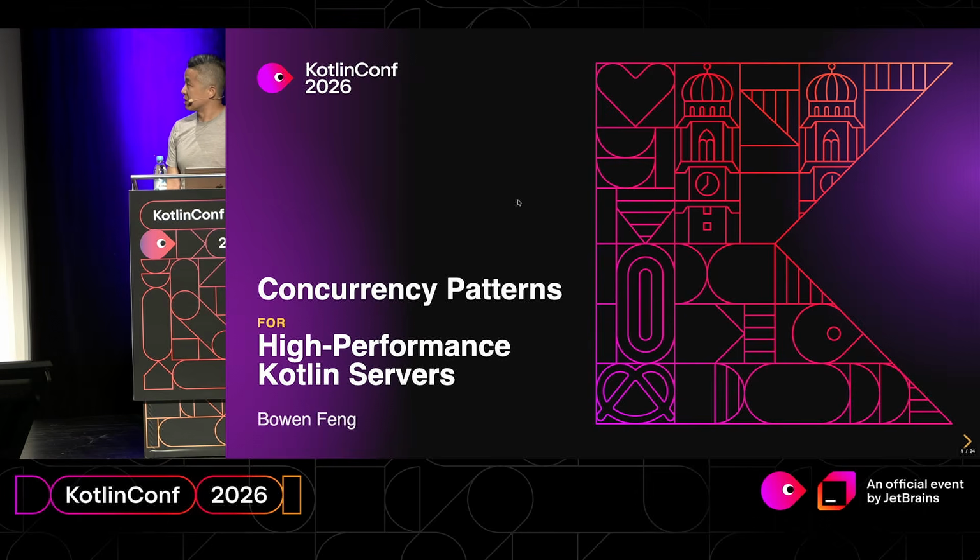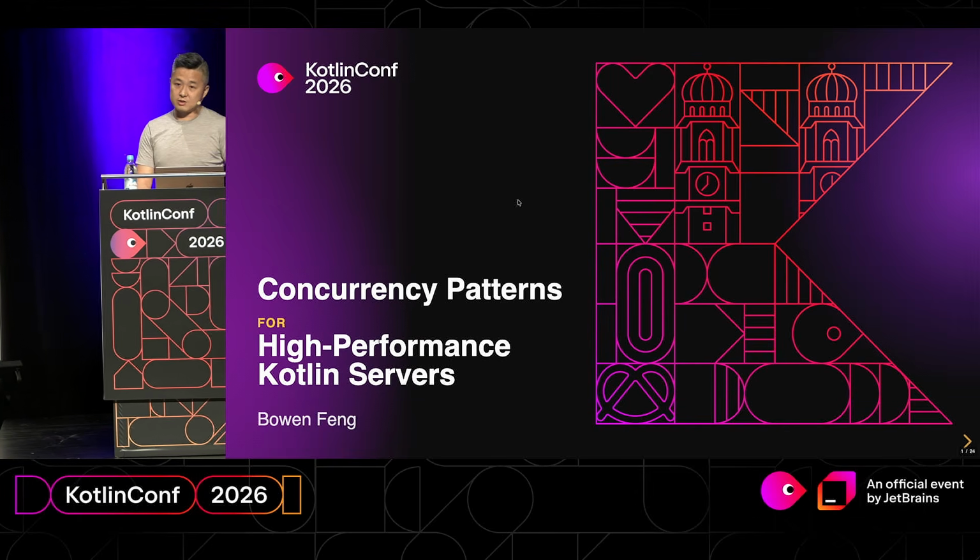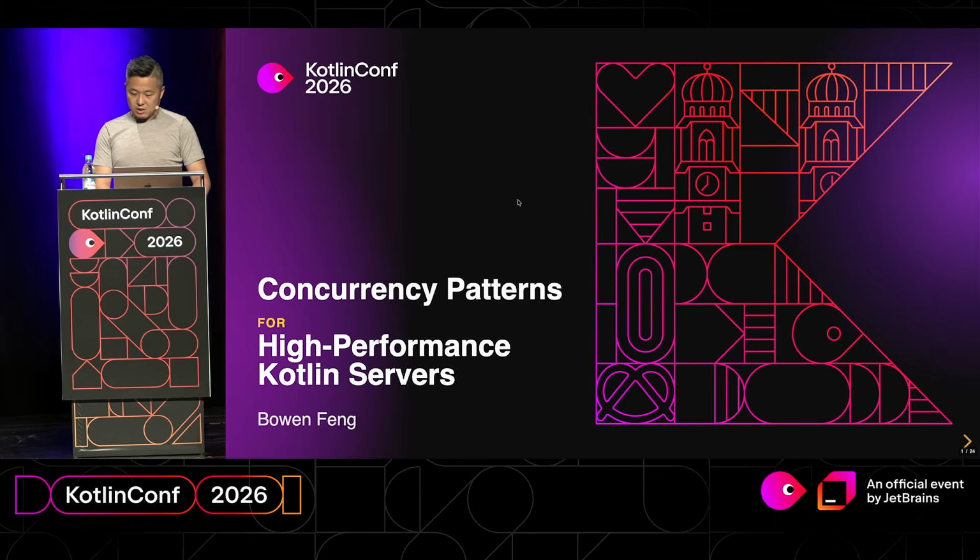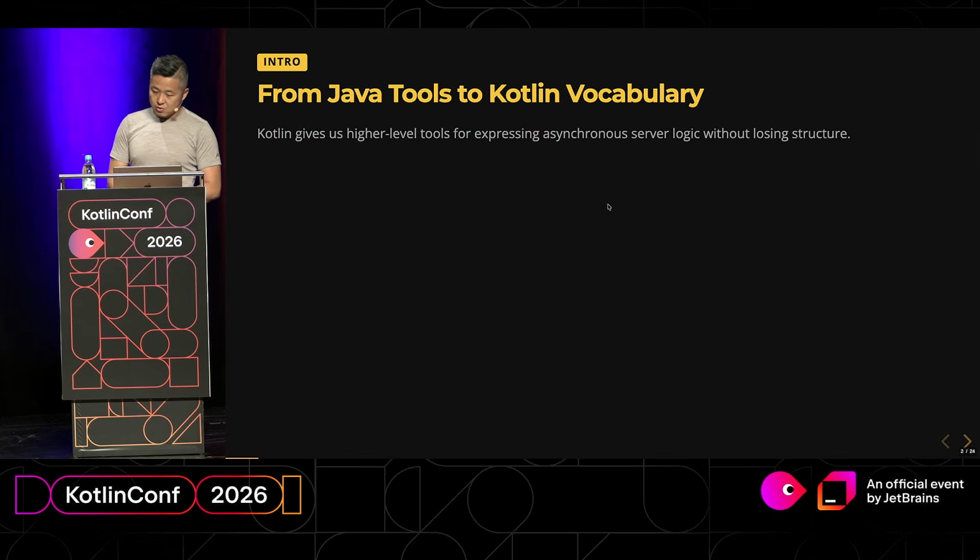My talk is concurrency patterns for high-performance Kotlin servers. I'm Bowen from the Google Ads team, and this is a talk from the experience we have building Kotlin servers in ads. Google Ads has a long history of building server applications in Java, and in recent years, more and more teams have been adopting Kotlin, including my team, and for good reason.